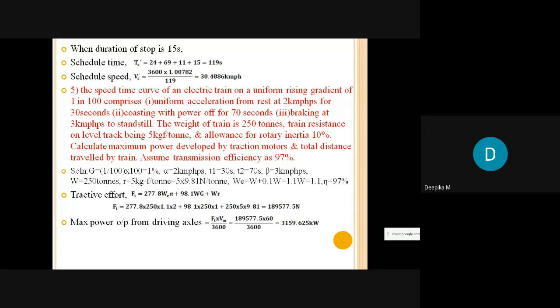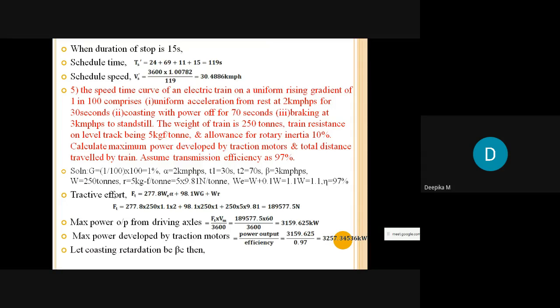So maximum power output from driving axis, which is nothing but Ft into Vm by 3600. We know Ft and Vm is 60 km per hour. Let us substitute, we will get the value 3159.625 kilowatt. So maximum power developed by the traction motor we have to calculate. So what is the formula for it? Which is nothing but power output by efficiency.